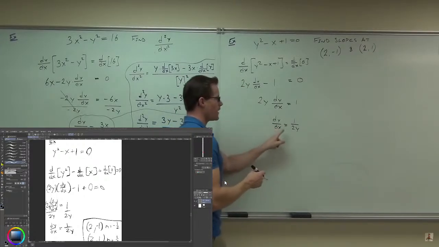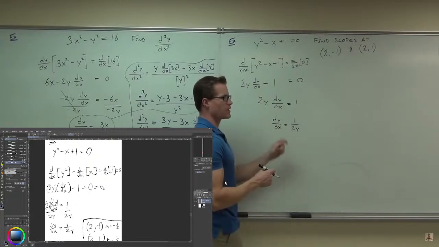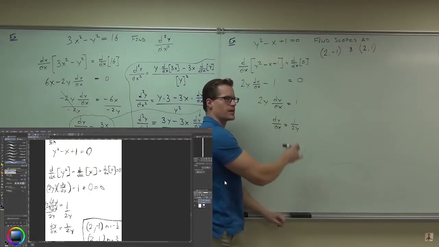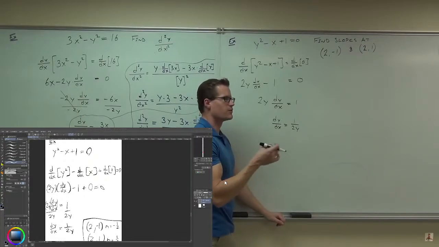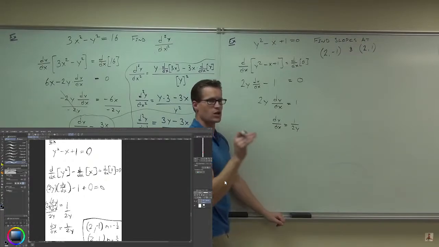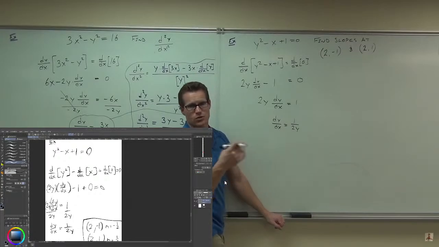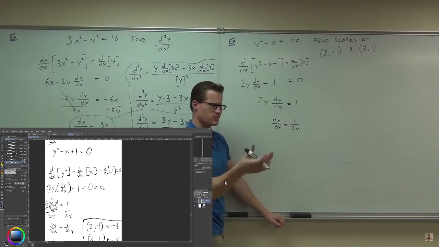Now, it says find the slope at 2, negative 1, and 2, 1. Is there a place to plug in the x? Not even a place to plug it in. I don't even care about that. Plug in whatever values you can. If they had both x's and y's, you'd plug in both x's and y's. If it has only x's, plug in x's. If it has y's, plug in y's.